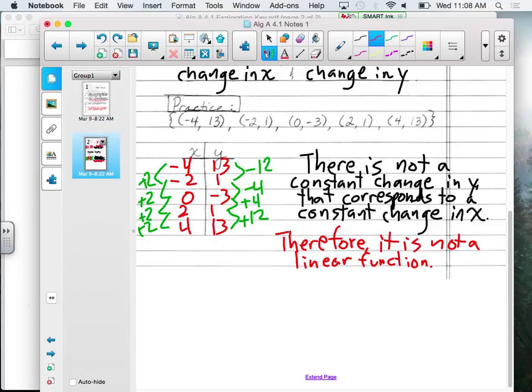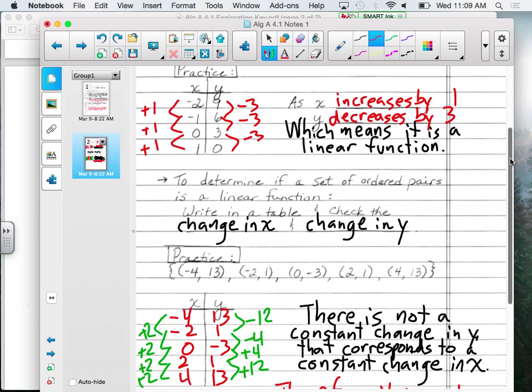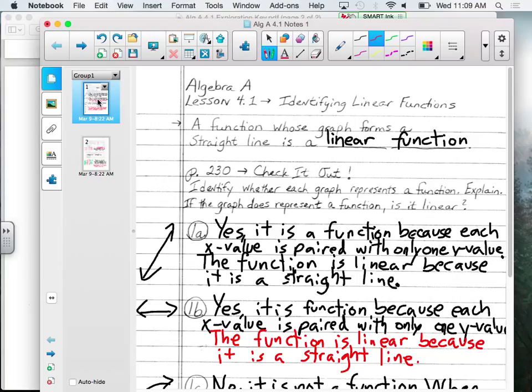What should they show in their homework? Well, you should show in your homework, when you're given a graph like we did in the check it out problem, it'll ask you to identify if it's a function. If it is, you explain why. Then if it is a function, you identify if it's linear.